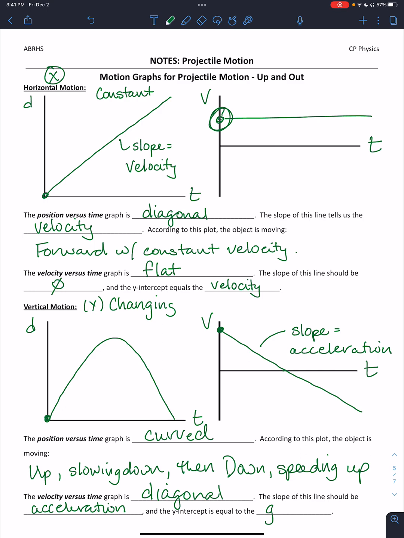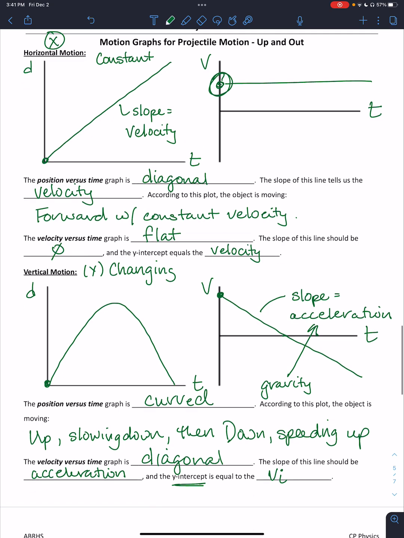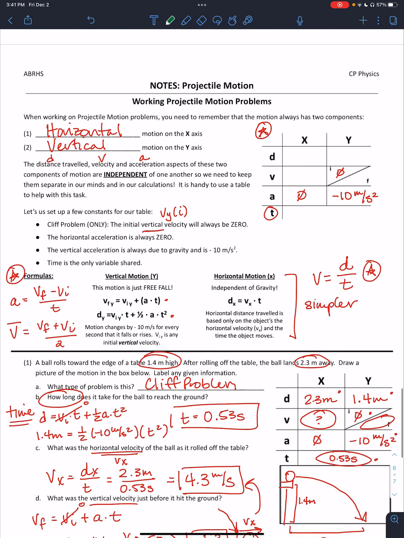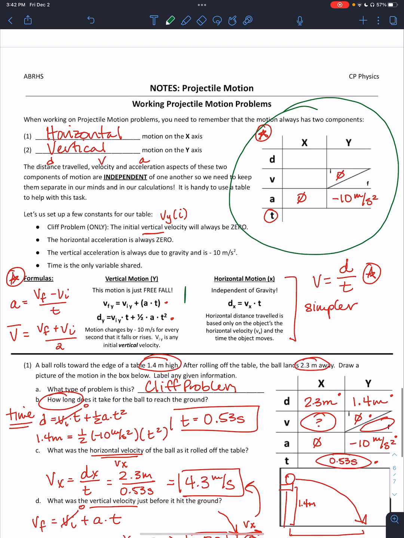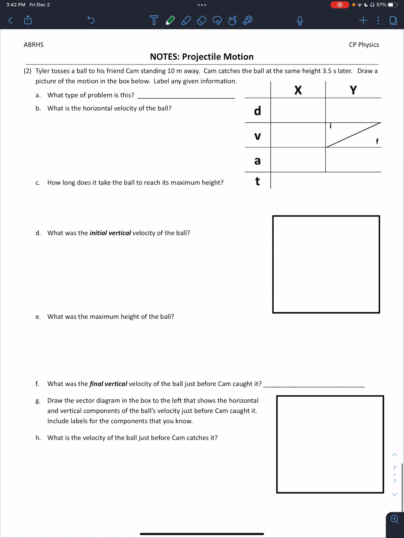I meant to put gravity up here. Gravity. The y-intercept should be whatever that initial vertical velocity was that the thrower gave to our object. So we're going to slide down and look at our problems again. We're going to be using the same organizer that we saw before, and the same formulas that we had before. So let's slide down to this problem.